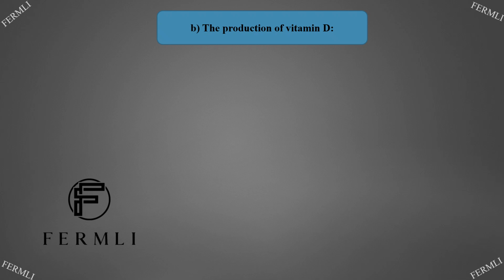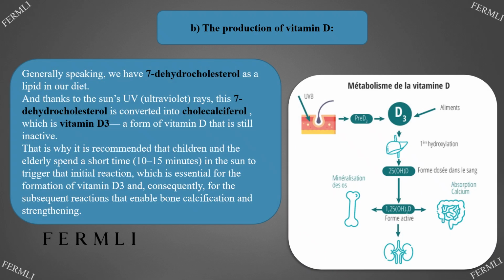B. The production of vitamin D. Generally speaking, we have 7-dehydrocholesterol as a lipid in our diet. And thanks to the sun's UV, ultraviolet, rays, this 7-dehydrocholesterol is converted into cholecalciferol, which is vitamin D3, a form of vitamin D that is still inactive. That is why it is recommended that children and the elderly spend a short time, 10 to 15 minutes, in the sun to trigger that initial reaction, which is essential for the formation of vitamin D3, and, consequently, for the subsequent reactions that enable bone calcification and strengthening.